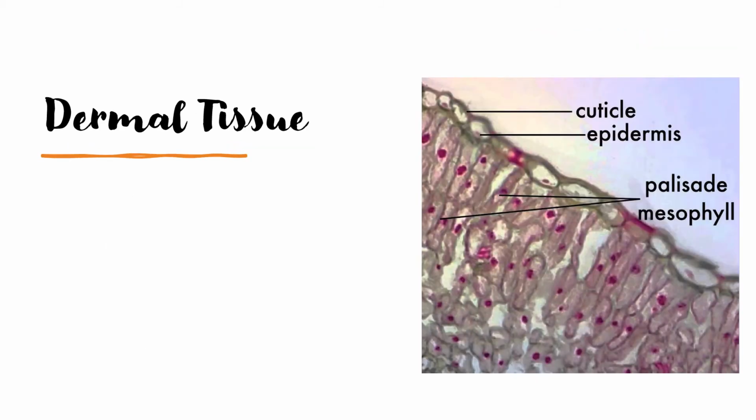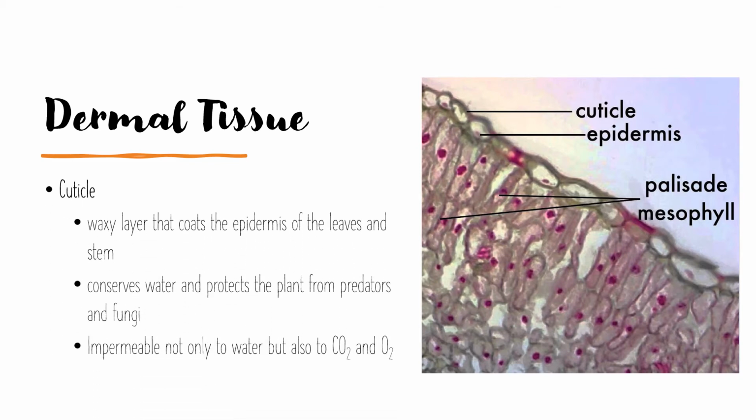Okay, so natural selection has shaped dermal tissue over hundreds of millions of years. When plants first moved onto land, they were at risk for drying out. This condition selected for new water-conserving adaptations. For instance, in land plants, epidermal cells secrete a cuticle, which is a waxy layer that coats the epidermis of the leaves and stem. The cuticle conserves water and protects the plant from predators and fungi. And the cuticle under the microscope would look like this. So this is the thin waxy layer, which is the cuticle.